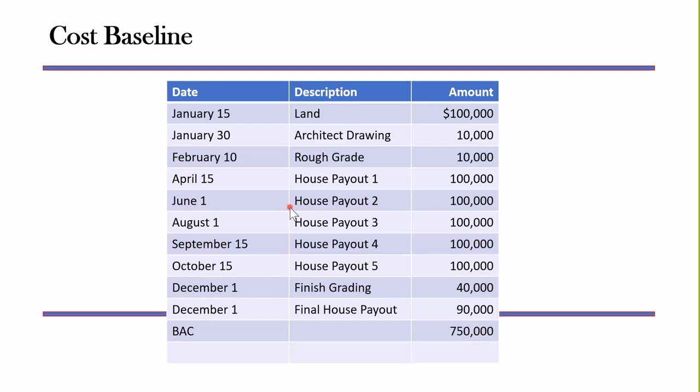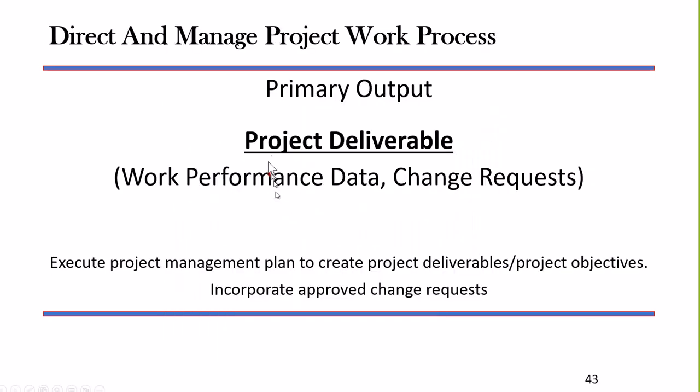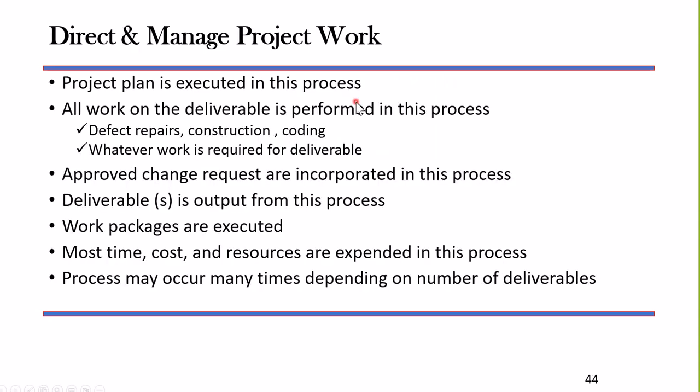What we're going to do after we get to this point is move into the execution of the project. Execute the project is done under direct and manage project work. That's where we take the plan and that's where we execute the plan. Our primary output of this process is the deliverable itself. The deliverable itself is the output of direct and manage project work. We execute the project plan.